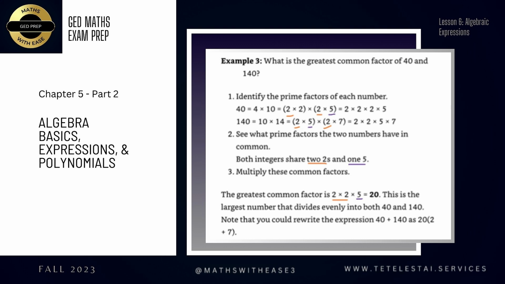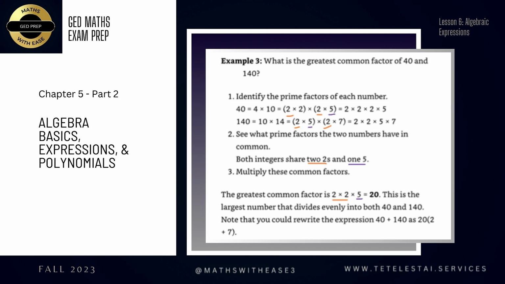So note that you can rewrite the expression 40 plus 140 as 20, open parentheses, 2 plus 7. Why? Because 20 times 2 is 40, plus 20 times 7, which is 140. So 40 plus 140 can be rewritten in terms of its factors as 20 times 2 plus 7. And I think in further lessons you will see why this becomes important.